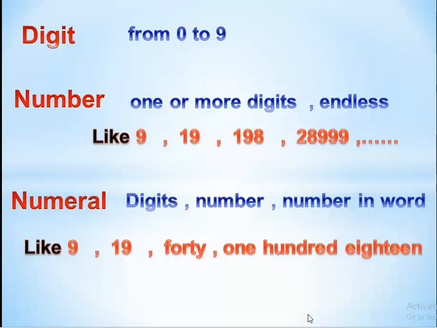So the difference between digit, number and numeral: a digit is from 0 to 9. A number is one or more digits, and it's endless, like 9, 19, and so on. A numeral is like digits, number, or number in words, like if we write the digits 9 or 19 or 40 in words, or 118.